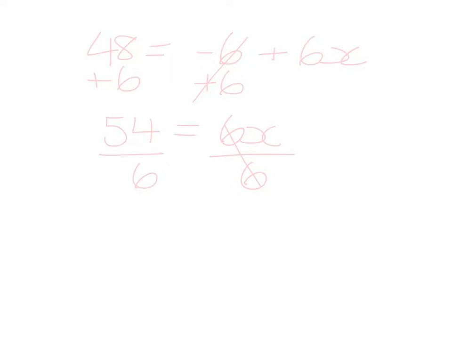Now, 54 divided by 6 is 9. You are left with the answer, which is 9 equals x. So, 9 is the x value that makes AB parallel to CD.